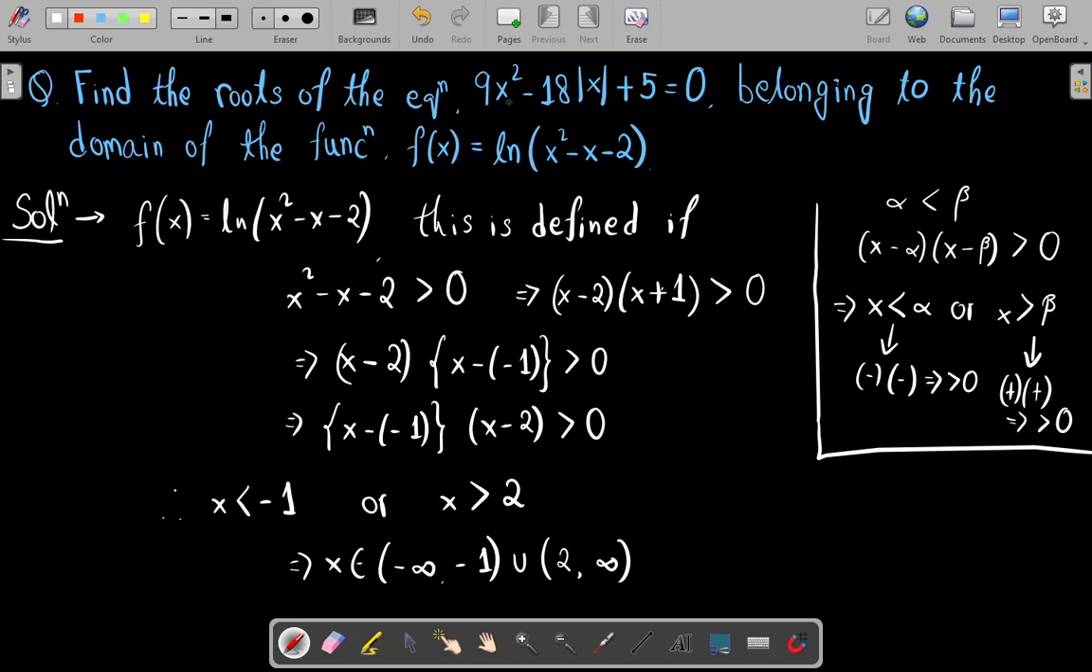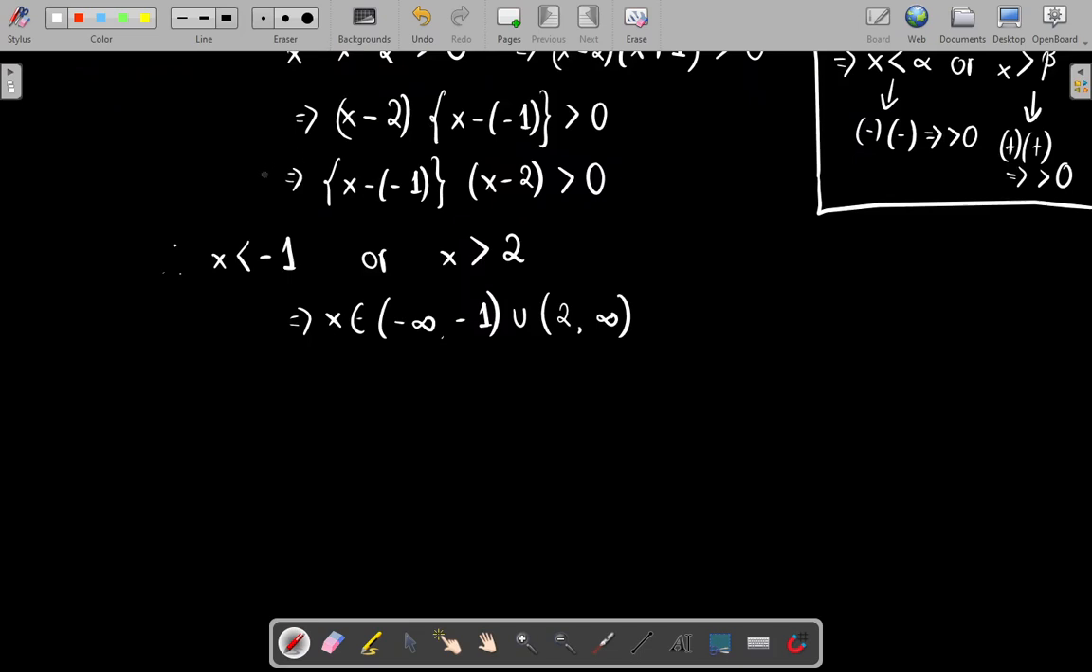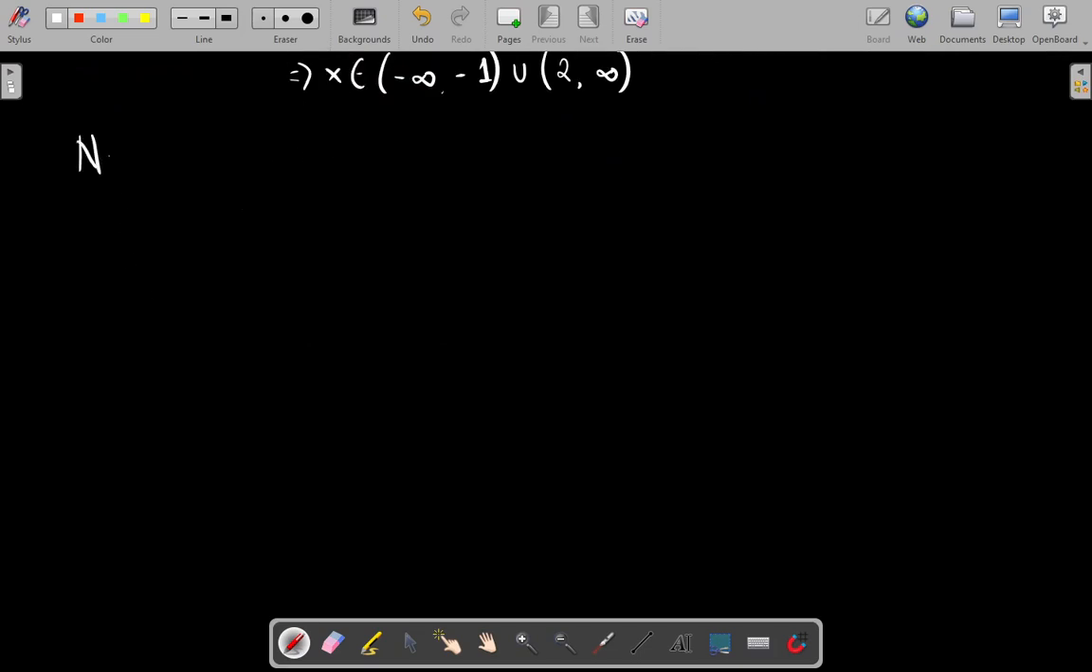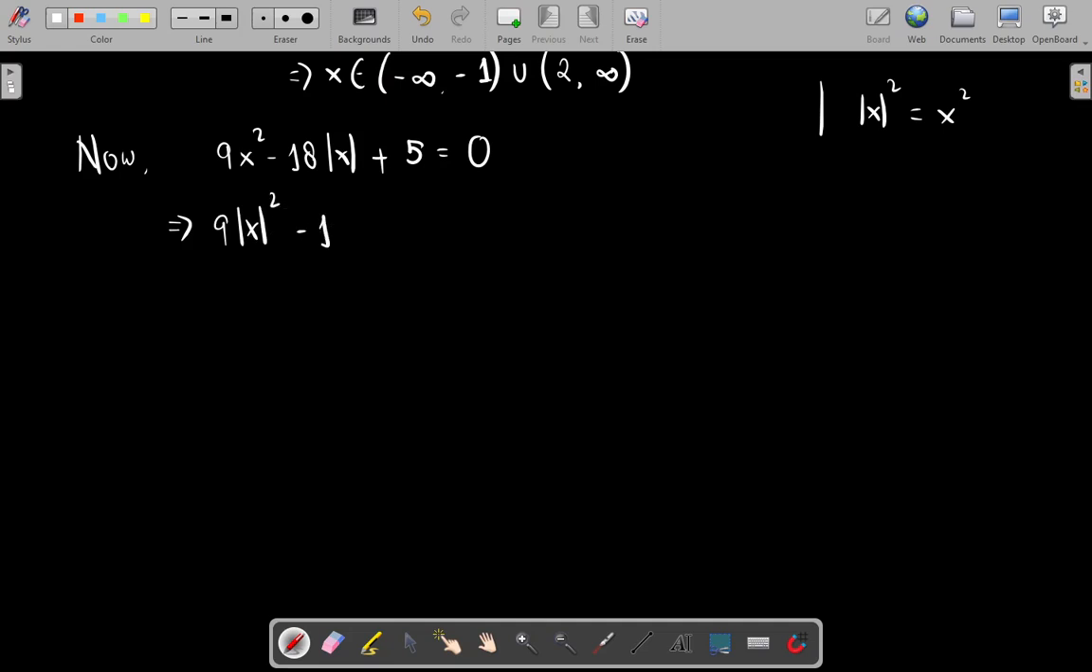Now let us try to solve the given quadratic equation: 9x² − 18|x| + 5 = 0. One thing we have to note is that |x| whole squared is the same as x². Since in the middle term we have |x|, we can rewrite x² as |x| squared. So now this becomes a quadratic in |x|: 9|x|² − 18|x| + 5 = 0.